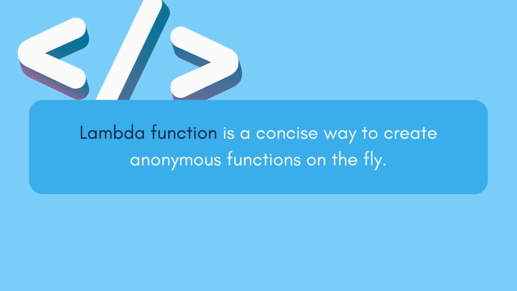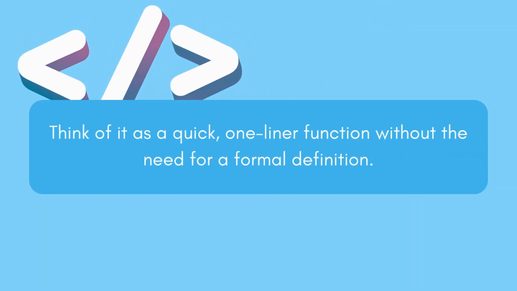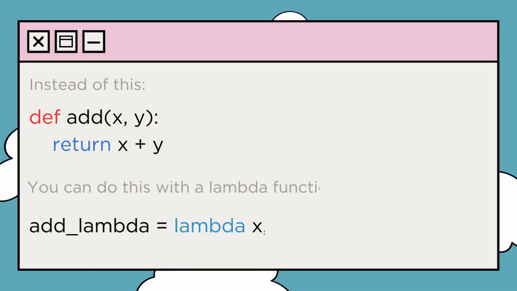Well, it's a concise way to create anonymous functions on the fly. Think of it as a quick one-liner function without the need for a formal definition. Instead of this, you can do this with a Lambda function.